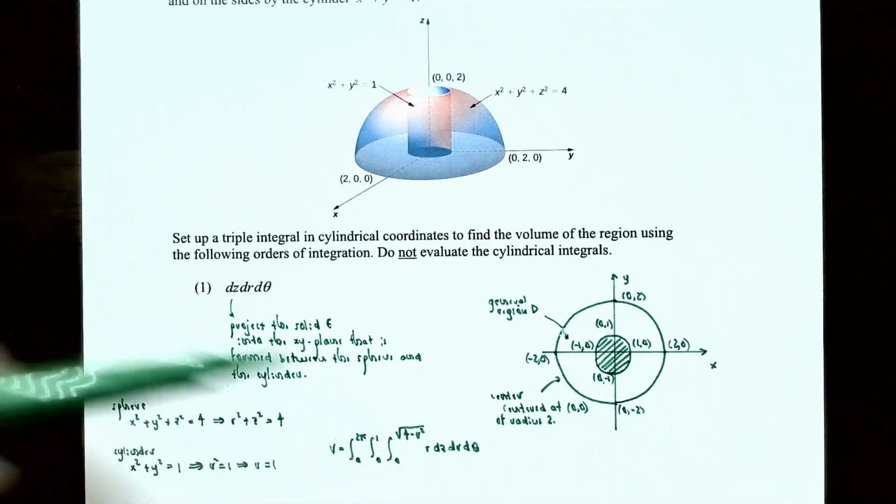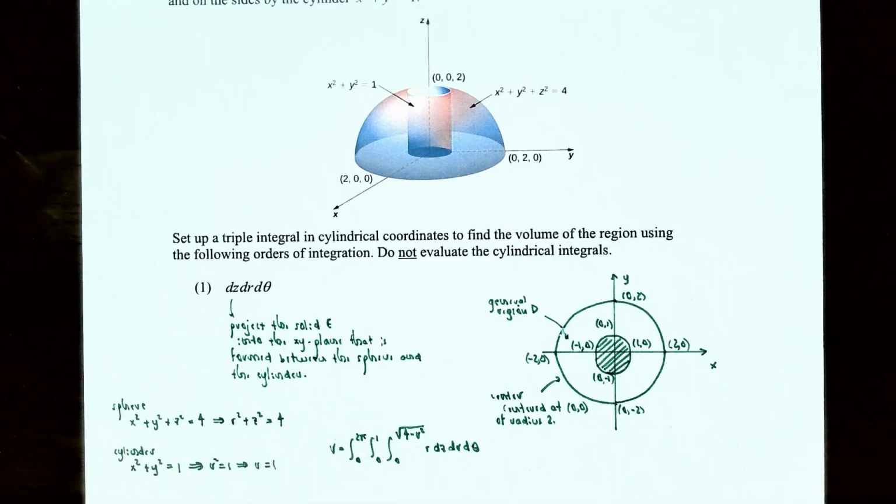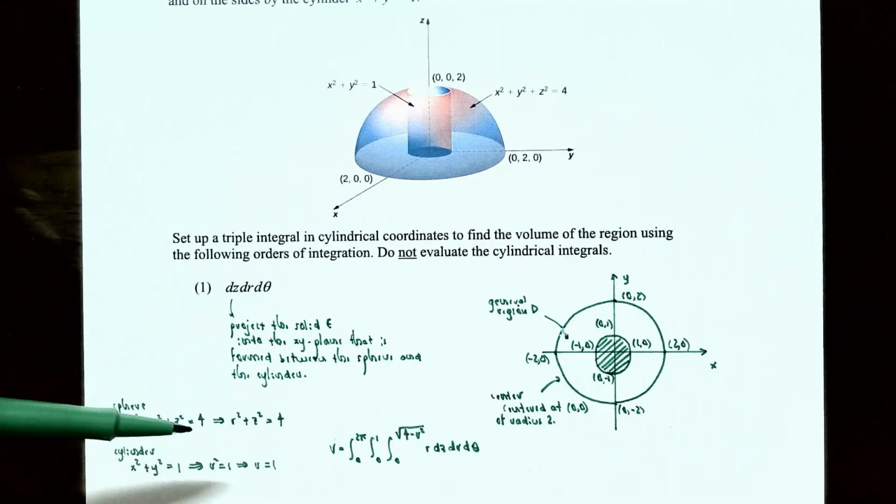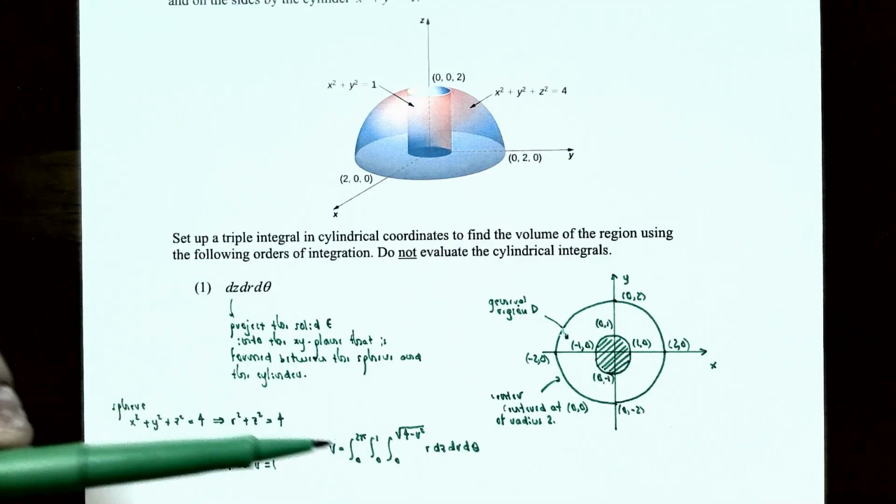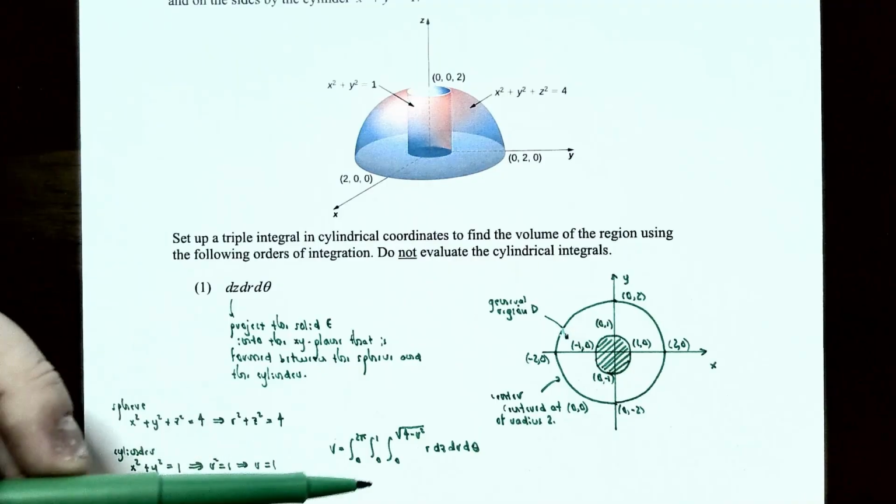And then your surfaces, your upper surface was the sphere. Well, you only want the upper half of the sphere, the upper hemisphere. If you solve the equation for the sphere for z, you'll have z equals positive square root of 4 minus r squared. And then the lower surface was the xy plane, that's z equals 0.